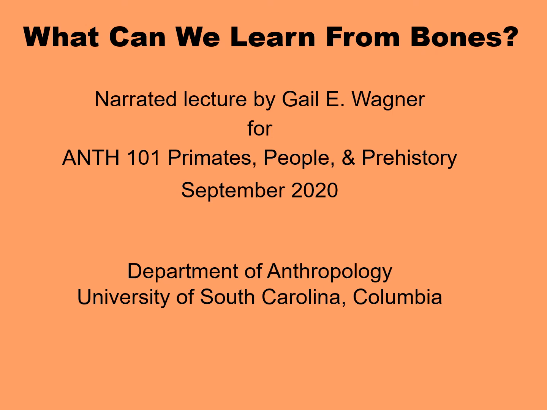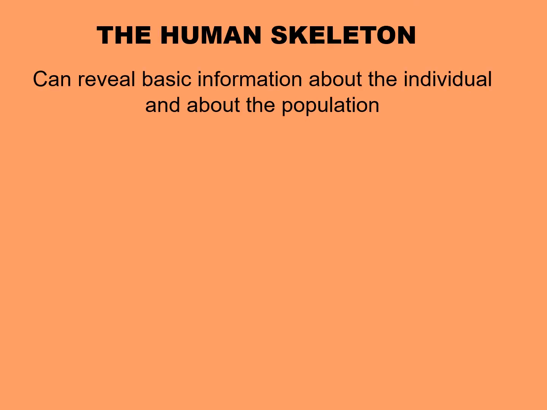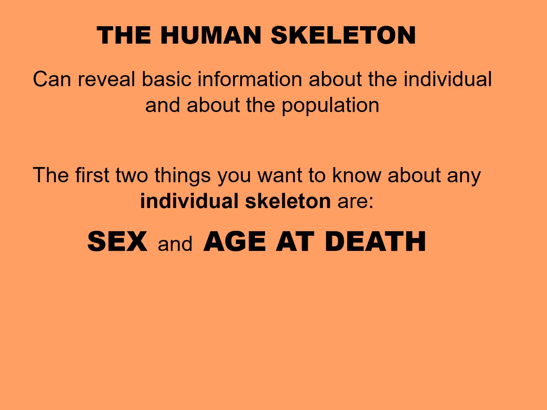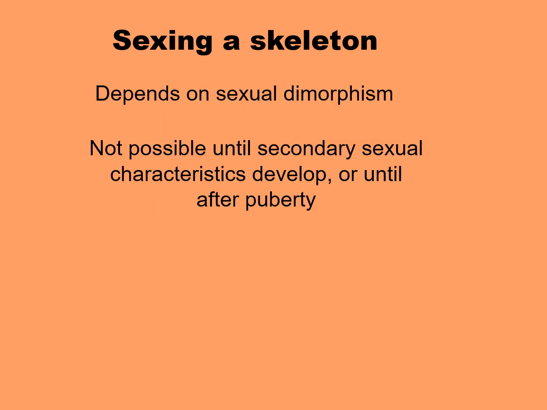Today, I'd like to talk about what we can learn from bones. The human skeleton can reveal basic information about both the individual and about the population. The first two things you want to know about any individual skeleton are the age at death and the sex. Sexing a skeleton is not possible until secondary sexual characteristics develop, or until after puberty. In other words, sexing a skeleton depends upon sexual dimorphism, which doesn't show up until after puberty.